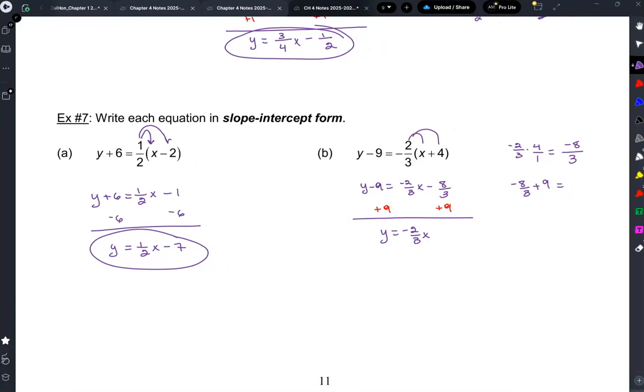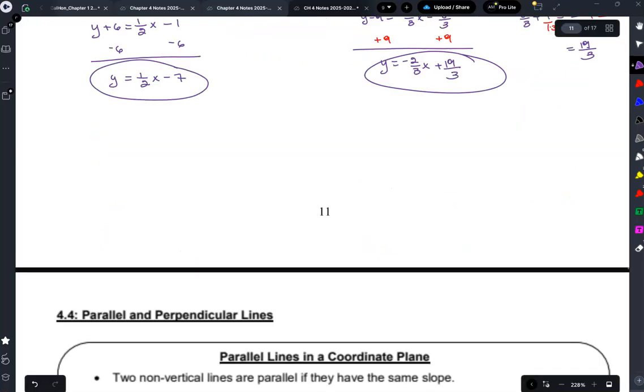So this is negative 8 over 3. This is over 1, right? What should I multiply by for common denominator? How do I make this common denominator? By 3. So I get plus 27 over 3. So that's 19 over 3. Okay? And yeah, sometimes we get fractions, but that's okay because we're getting trained for Algebra 2. Okay? All right, and this is where we're going to finish today.